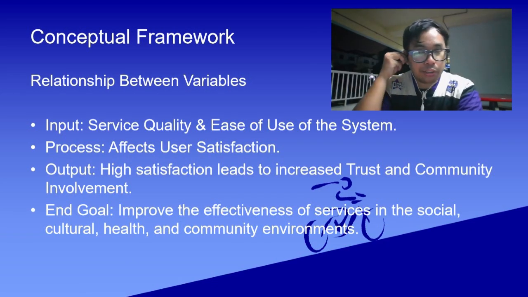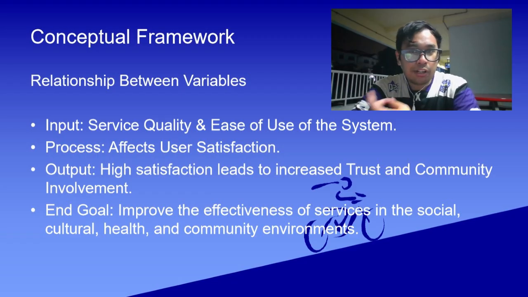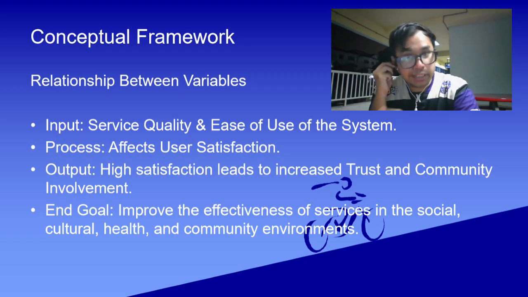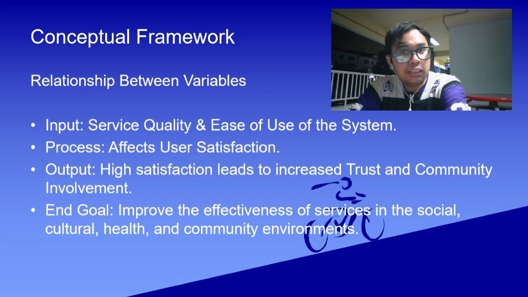Conceptual framework. Relationship between variables. Input: service quality and ease of use of the system. Process: these affect user satisfaction. Output: high satisfaction leads to increased trust and community involvement. End goal: improve the effectiveness of service in the social, cultural, and community environment.